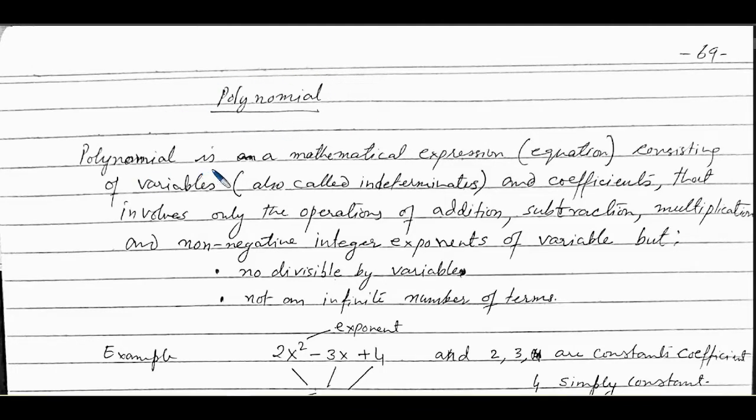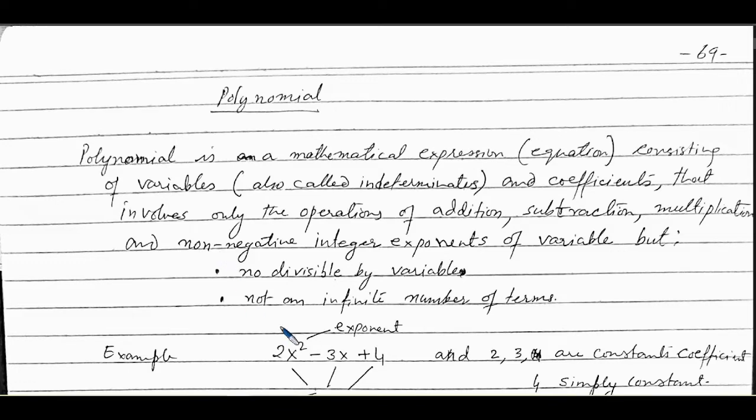What is a polynomial? A polynomial is a mathematical expression or equation consisting of variables, also called indeterminates, and coefficients. It has variables, which I label as x or y or anything. And it has coefficients, the numbers before these variables. These 2 and 3 are the coefficients. That involves only the operations of addition, subtraction, multiplication, and non-negative integer exponents of the variable.